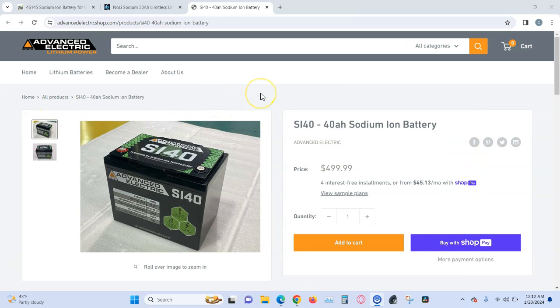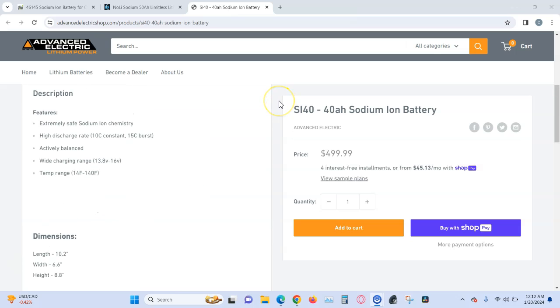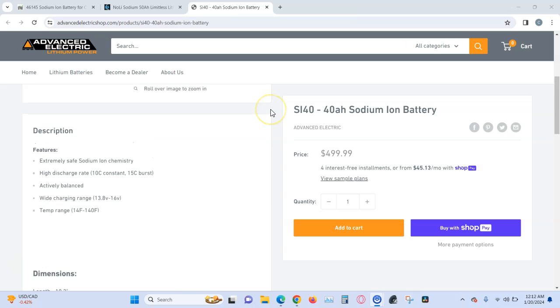I am excited to talk about sodium ion batteries. New to the market, really just hit the market. A lot of car audio battery companies just started carrying them in the last few months. And they are the newest technology. And I gotta be honest, I think this technology is probably going to be the future for a little while.